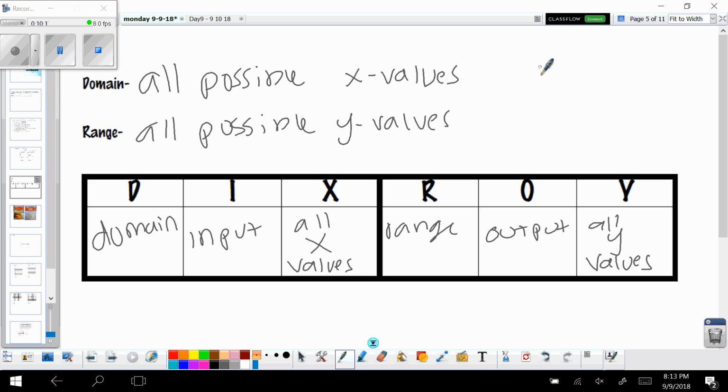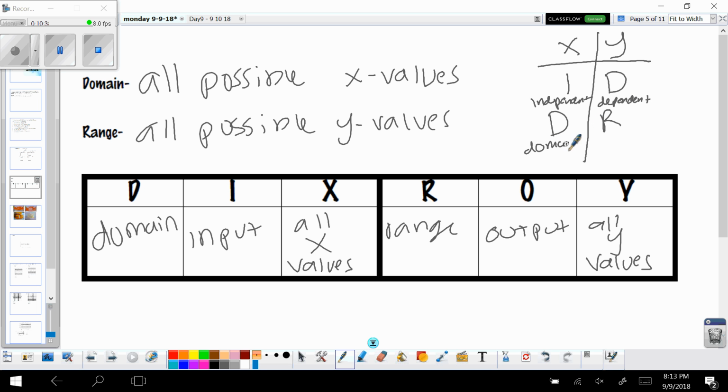Another thing I want y'all to write is how I remember these things. Just building a table, X is on the left, Y is on the right, just like always. You have to have your ID to go to the doctor. So this is independent, dependent, domain, range. Okay? Remember, X is always your input, and Y is always your output, sorry.